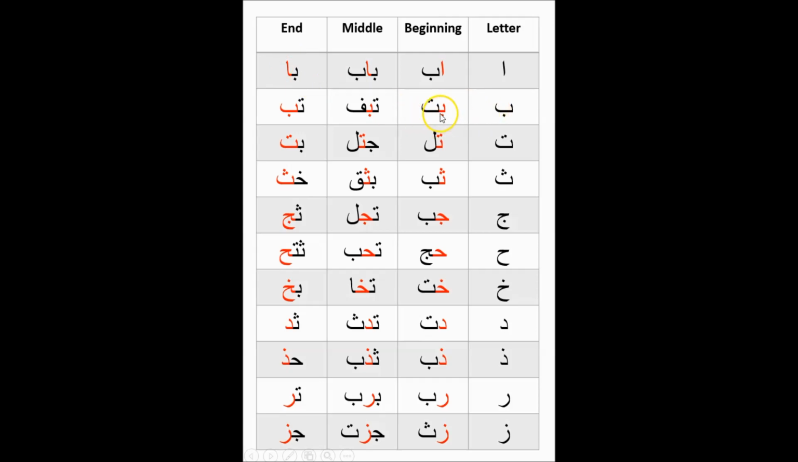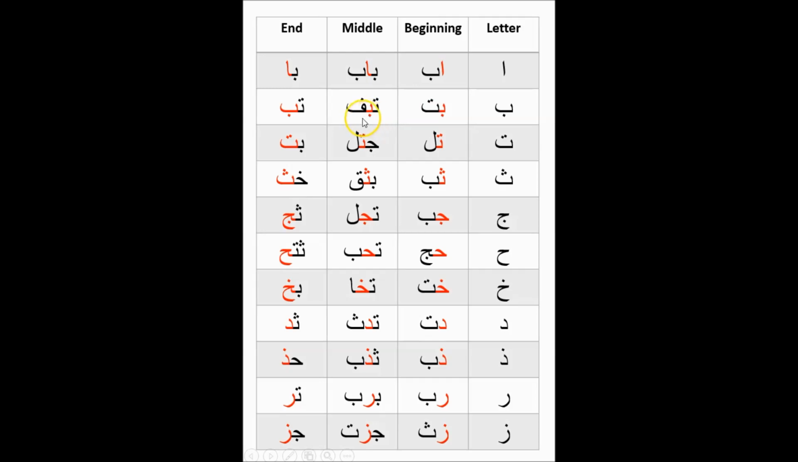Ba. Ba is a letter which can be joined to a letter in all cases. So when it occurs in the beginning of a word, you can see that it loses half of its length, or a little bit more than half of its length, but it keeps the dot. So you know which letter is there. It's a ba. So the ba joins onto the letter after it, like so.